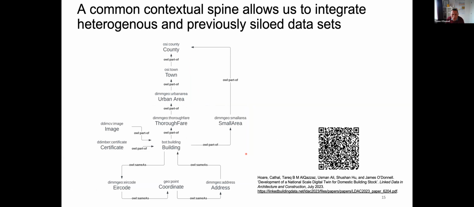We see here a more detailed representation of the geographical context we're dealing with. We see here concepts and contexts we're familiar with: a county, a town, an urban area, a thoroughfare or street, the building itself, and then the building as an address and an air code and so on. We also have the small area over here on the right, and we can pull in some images or BER certificates as an example. So there's a lot of complex and heterogeneous information being brought together for that.